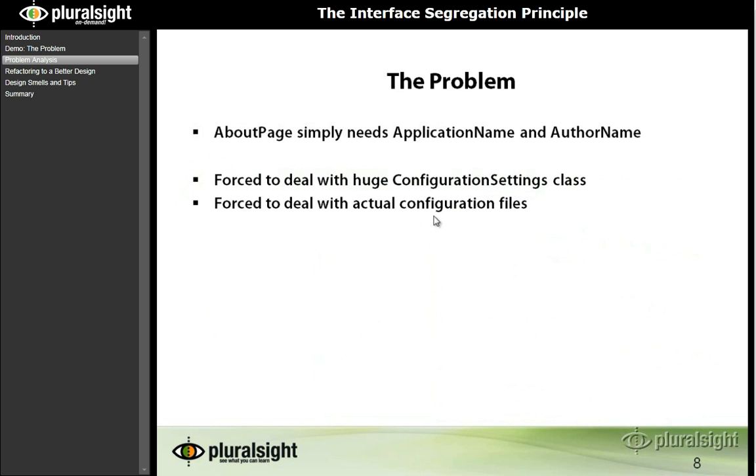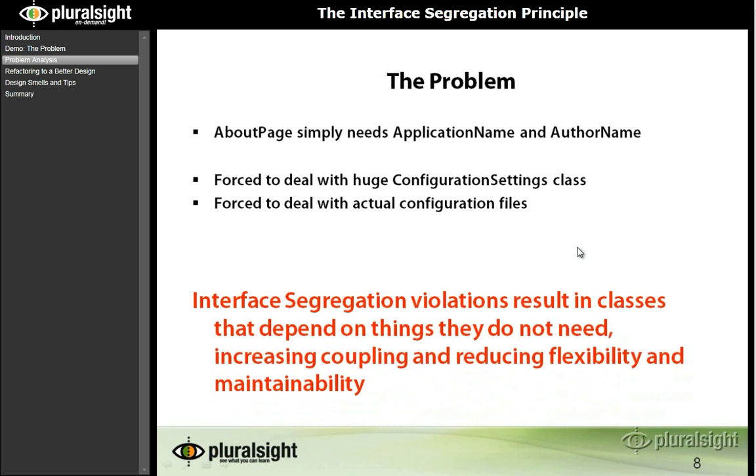Likewise, we have an about page example that simply needs an application name and an author name, but it's being forced to deal with this configuration settings class that has additional properties and things that are required to be set on it, but which again, our client, the about page class, really doesn't care about. Furthermore, we're having to deal with configuration files in a class that really just cares about two strings. So it's bringing along these dependencies that we really don't want to have on our simple little class.